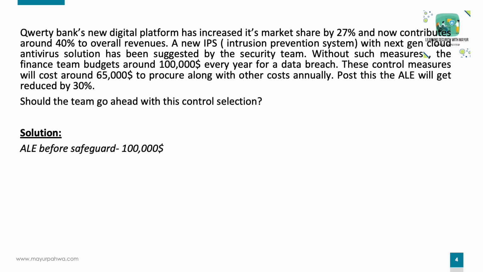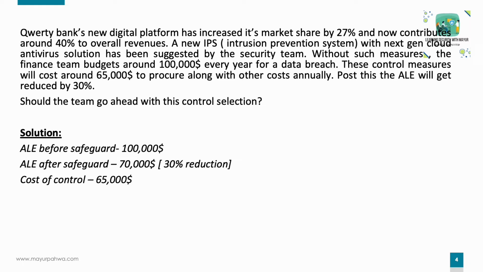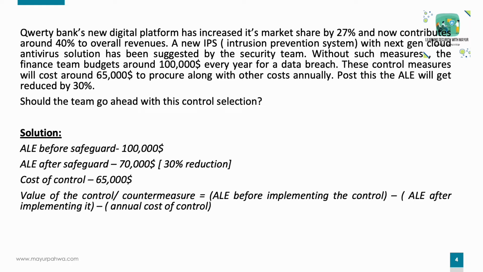Yearly loss before the safeguard is $100,000. Yearly loss after applying the safeguard is around $70,000, that is a 30% reduction as mandated above. Cost of the control is around $65,000. Now the value of the control or countermeasure is the yearly loss before implementing the control, minus the yearly loss after implementing it, minus the annual cost of the control. So the value of the control comes out to be around minus $35,000.